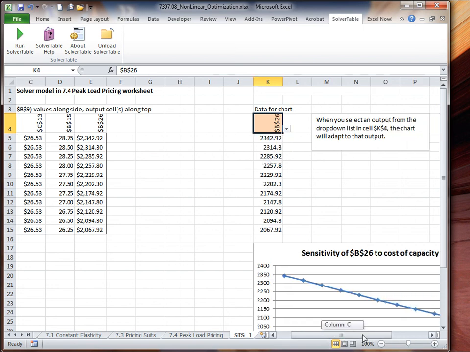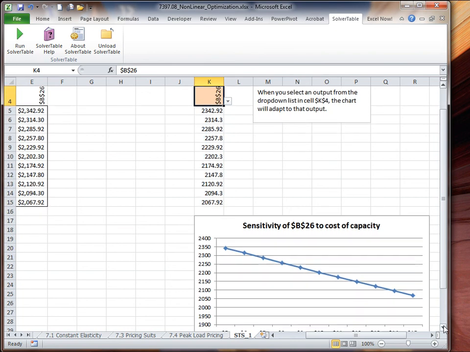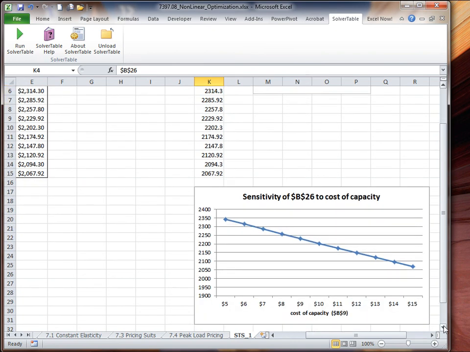Here is the actual profit curve based on the cost of capacity. And you can see that it is a constant slope, right? A constant negative slope.